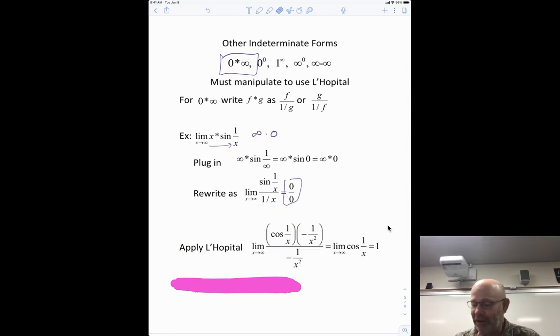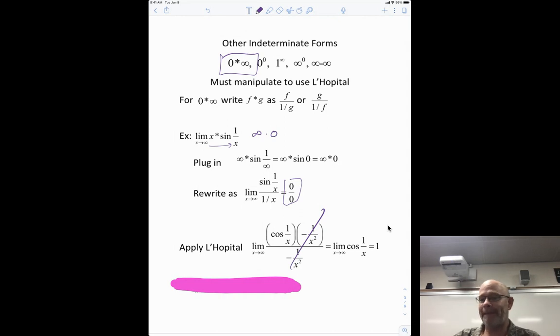Okay, so now there's my application of L'Hopital's rule. The derivative of sine of 1 over x is cosine of 1 over x times the derivative of what's inside, which is negative 1 over x squared. And the derivative on the bottom, the derivative of 1 over x, is negative 1 over x squared. Those are going to cancel out. So the limit is cosine of 1 over x. 1 over infinity is 0, so cosine of 0 is 1.